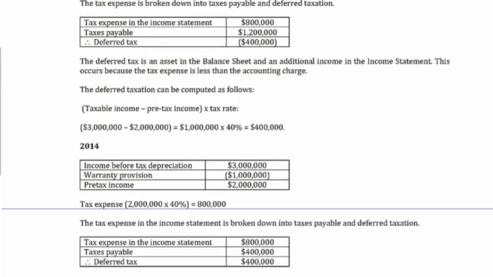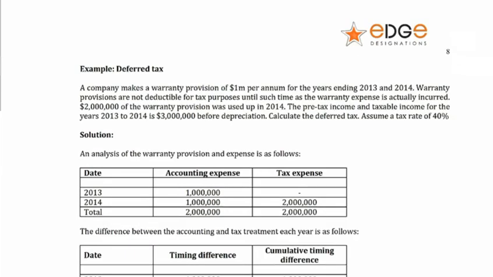What I want to do now, there's another example for you there on page 8. I've given just another example. I'll just read it through for you to show you the differences. Just to note, it's deferred tax. The company makes a provision of $1 million per year for the first 2 years.